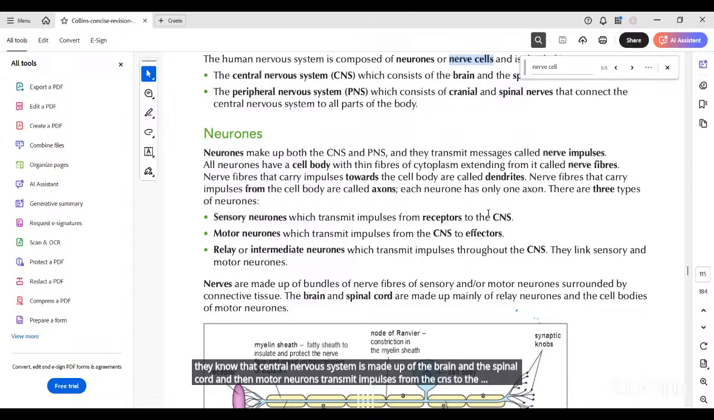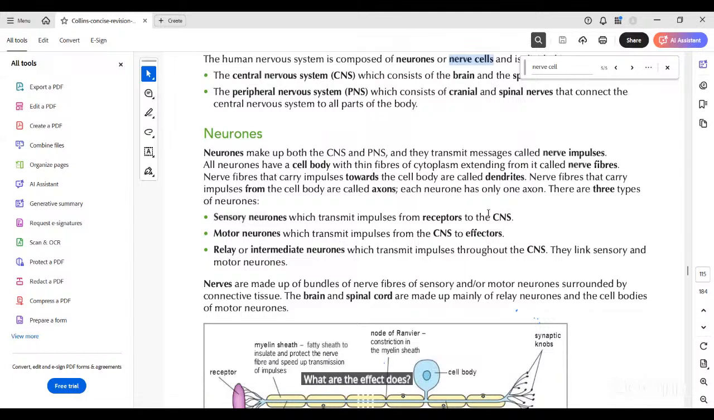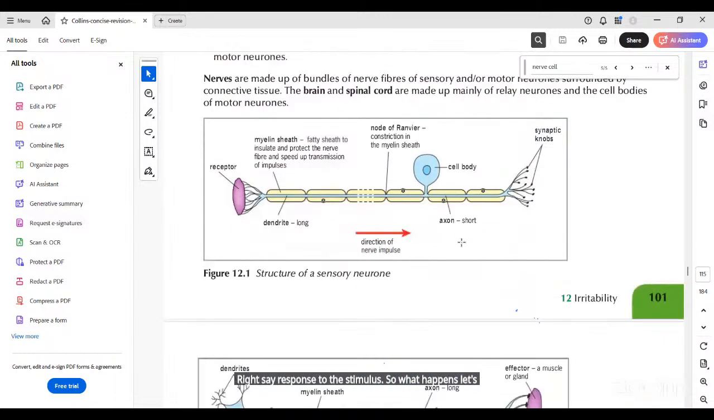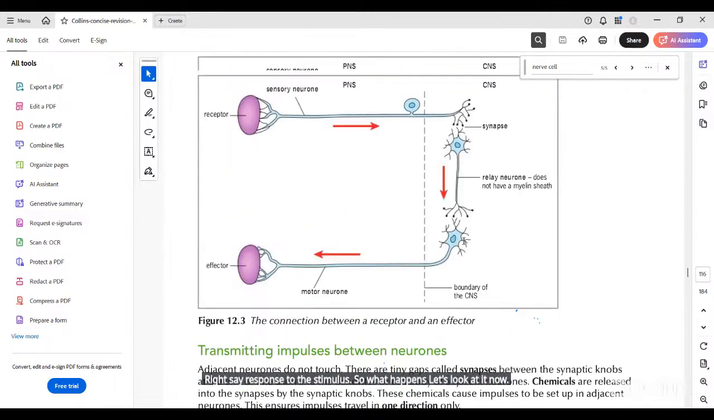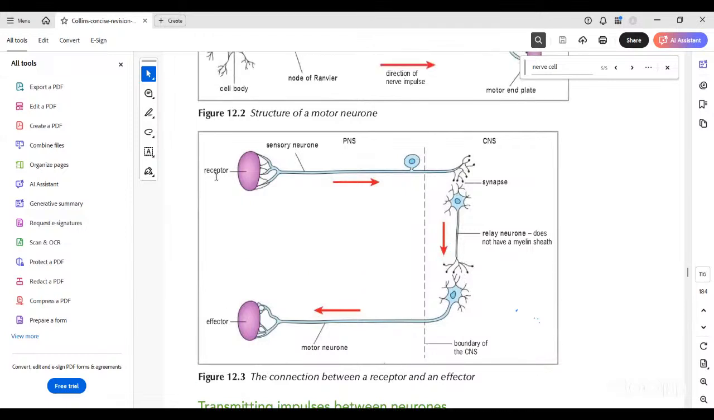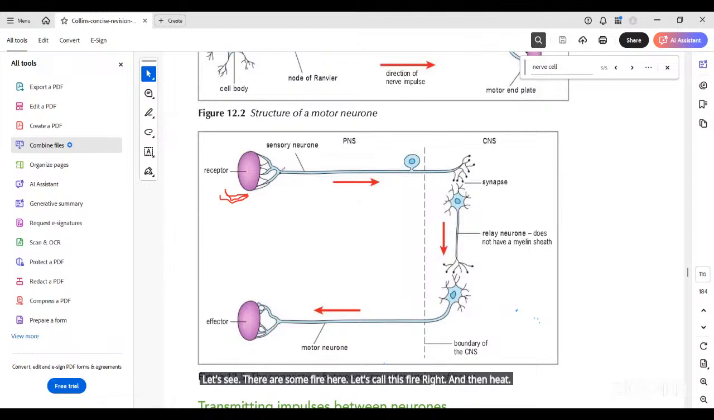What are the effectors? Sir, that's the part of the organism that responds to the stimulus. Right, so it responds to the stimulus. So what happens? Let's look at it now. So the receptor is the skin, right? And let's say there is some fire here. Let's call this fire, right? And then heat. So the heat now is transmitted along the sensory neuron, right? And then now it goes to the CNS.